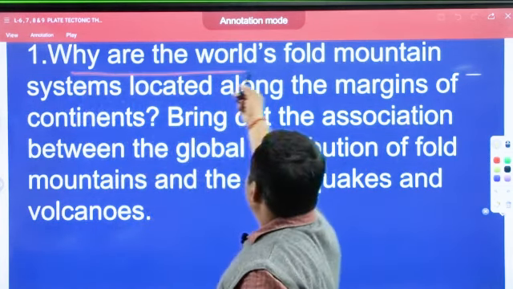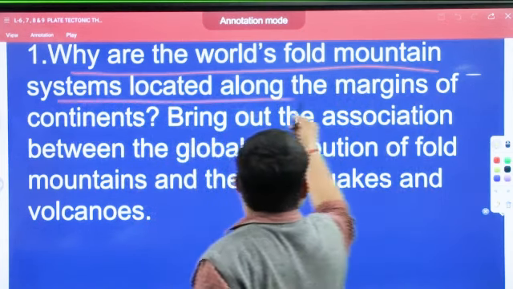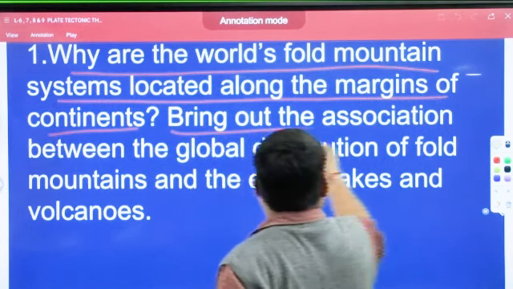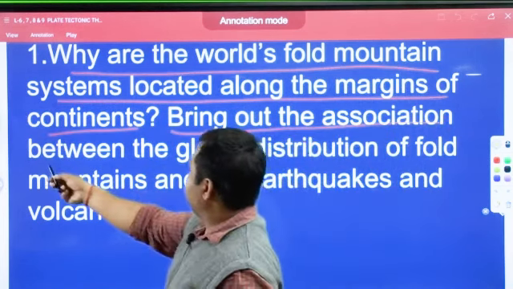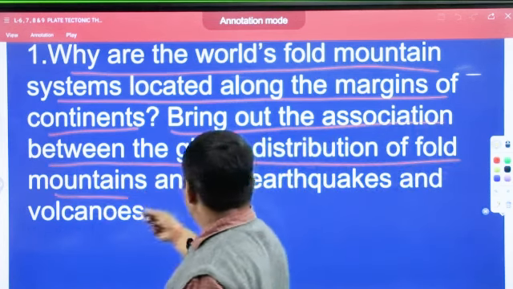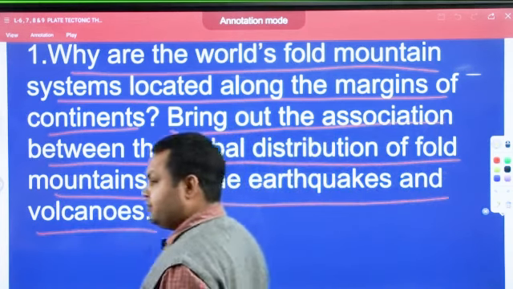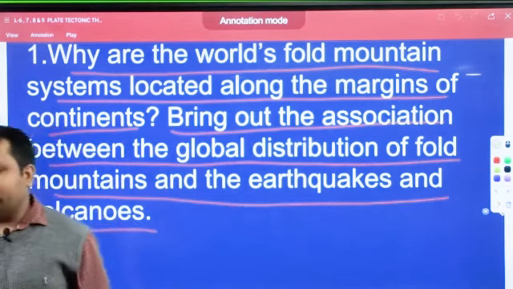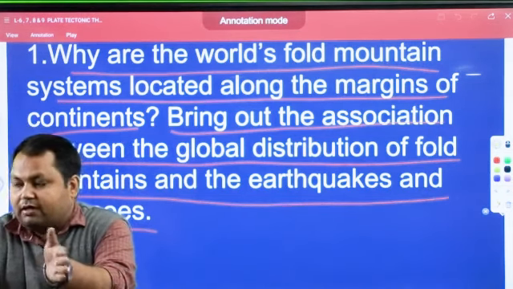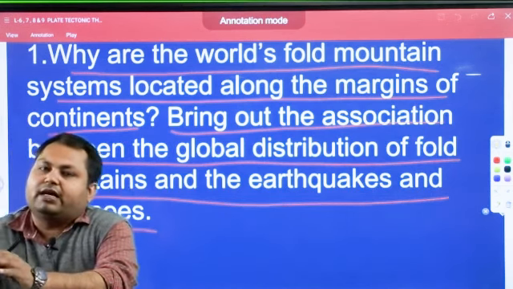Why are the world's fold mountain systems located along the margins of continents? Bring out the association between the global distribution of fold mountains and earthquakes and volcanoes. The demand of the question is related to why the world's folded mountain systems are located along the margins of continents.